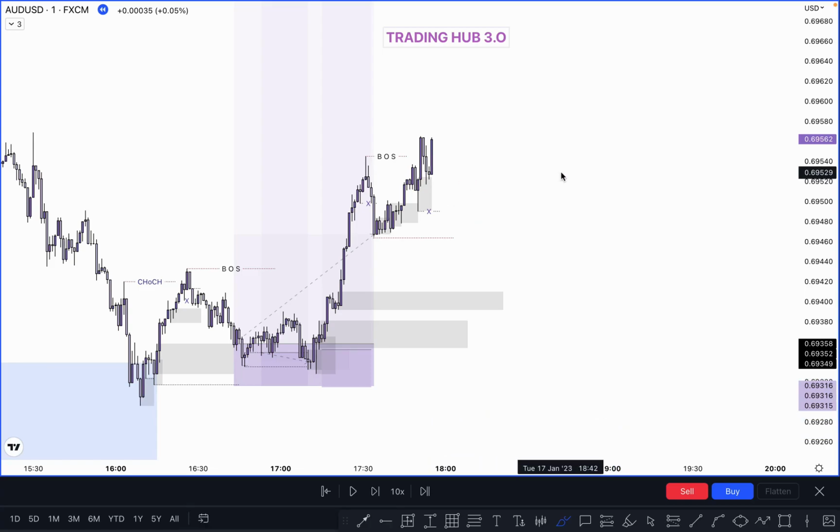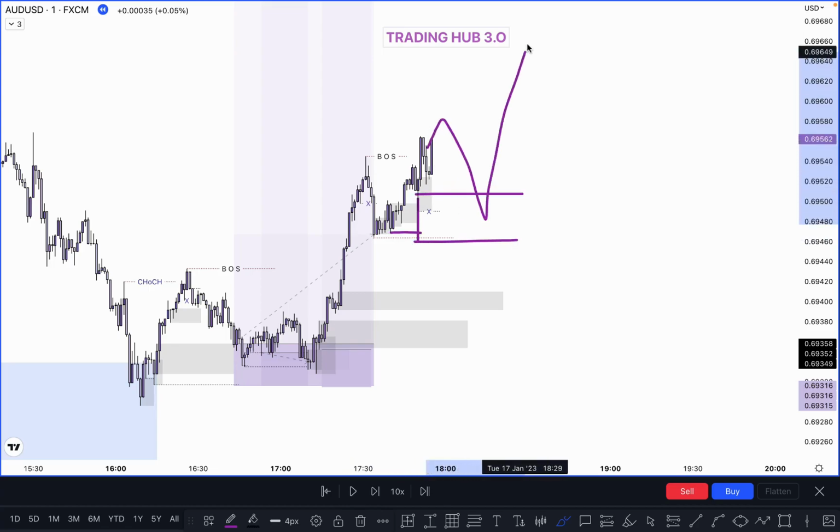That's why I took this example for you, because sometimes you will find this one and you are not able to find any inducement, not able to find any unmitigated order block. In that case you can take entry here for buy. If this shadow took out this pullback liquidity here, then you can buy here without inducement, okay, because this candle took out the liquidity.